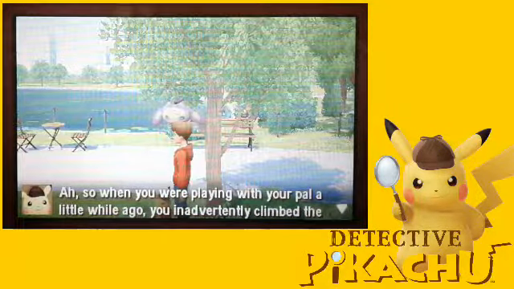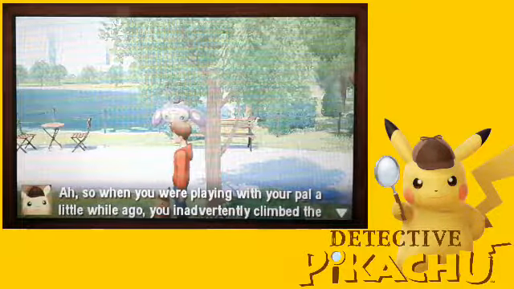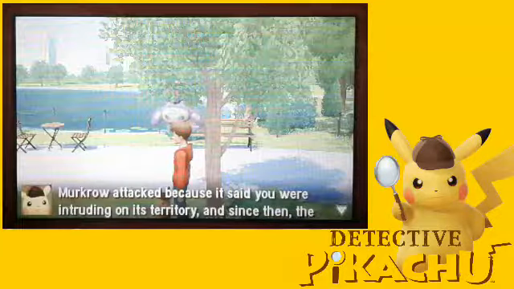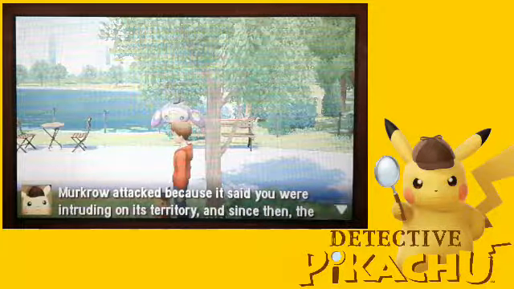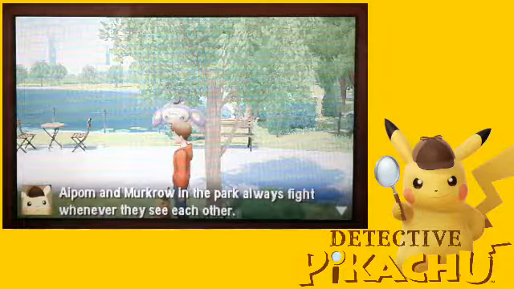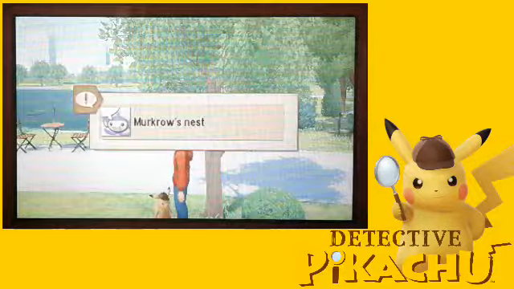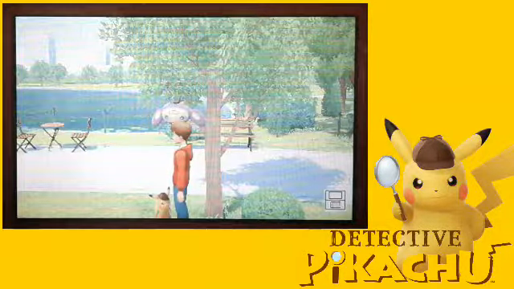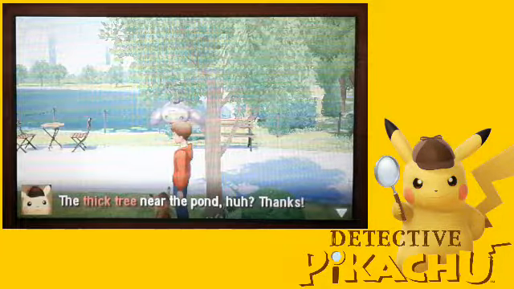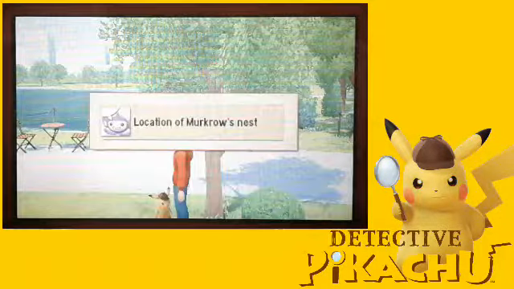So when you were playing with your pal a little while ago, you inadvertently climbed the tree that Murkrow lives in. Murkrow attacked because it said you were intruding on its territory, and since then, Apom and Murkrow fight whenever they see each other. This tree is Murkrow's nest, the thick tree near the pond. Oh, huh. Thanks.